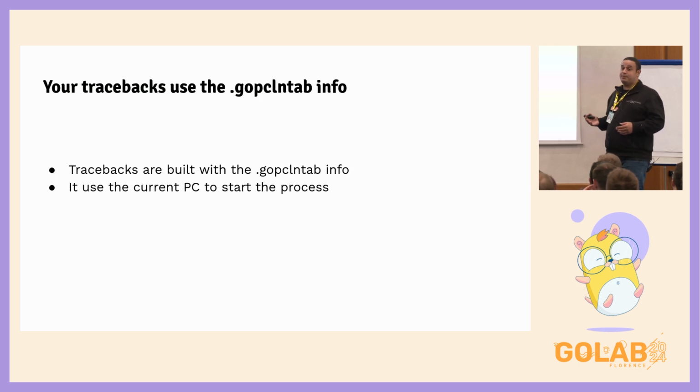Another thing is your tracebacks are using gopclntab information. All these function names that are stored in gopclntab, the file names, the line numbers, all that information is stored to provide you tracebacks and rich tracebacks. So whenever you need to print a traceback, it's going to see the current program counter and start using the structures that are there to give you the traceback information. That's done by the unwinder, just in case you want to check it.